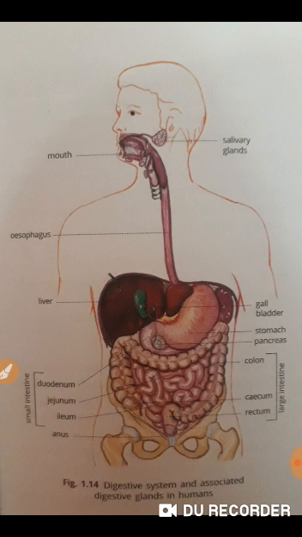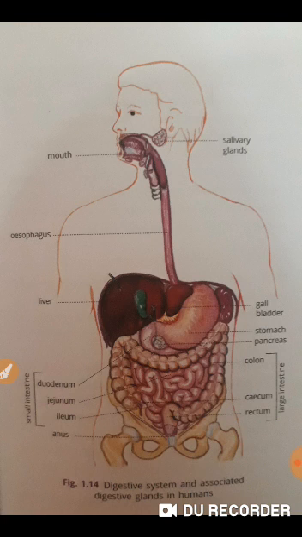We call them large and small on the basis of width, diameter. The large intestine is wider compared to the small intestine. That's why we call it the large intestine. And the small intestine is long but its diameter is short. Now, the role of the large intestine is that it absorbs water and electrolytes.